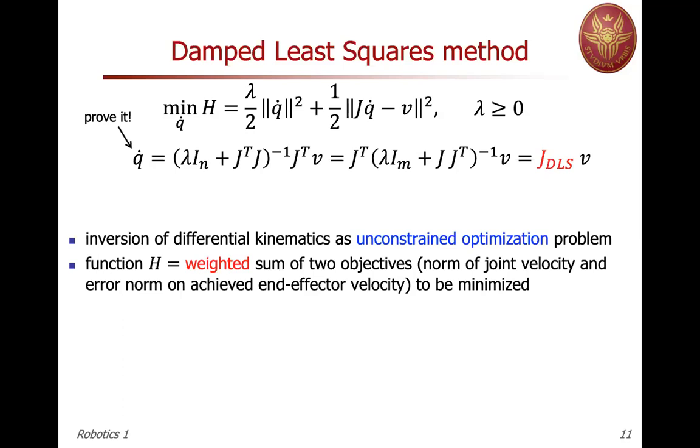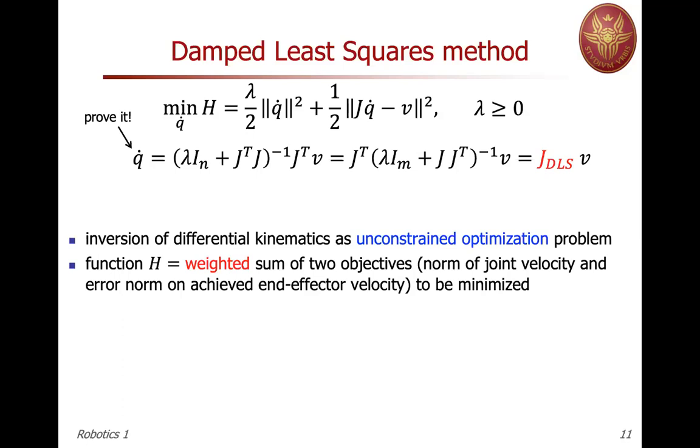Any suggestion from home? Well, the keyword is already on the screen. It's the blue text, unconstrained optimization, in fact, unconstrained minimization. How do you minimize a function? You compute the derivative of this function with respect to the variable, in this case Q dot. This is a quadratic function in Q dot. The derivative is a linear function in Q dot, and you set this derivative to 0.